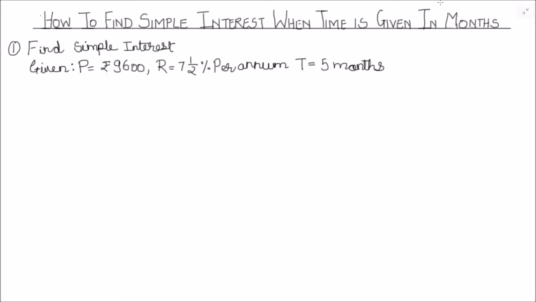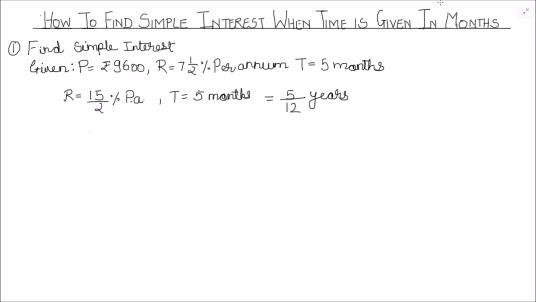So our principal amount is 9600, rate of interest is 7.5%. So let us convert it into improper fraction. So this comes out to be 2 times 7 is 14 plus 1 is 15. So rate of interest is 15 divided by 2% per annum. Our time period is given as 5 months. Let us convert this 5 months into years. So 5 months will become 5 divided by 12 years because there are 12 months in a year. So our time period will become 5 by 12 years.